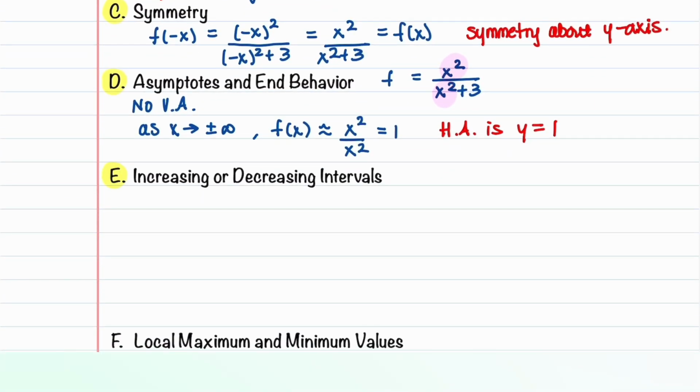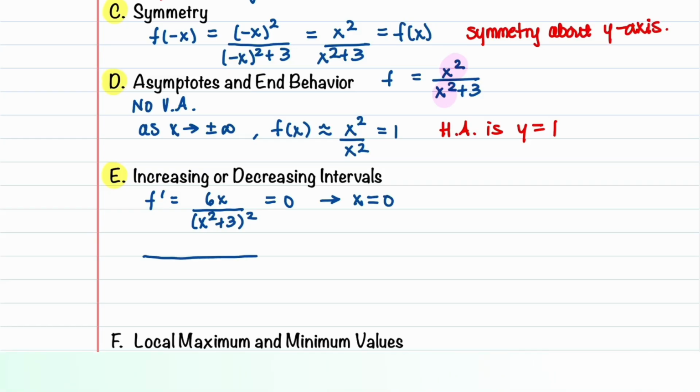Let's now look at intervals of increasing or decreasing. To find increasing or decreasing, we need to take the first derivative and set it equal to 0, or see where it's undefined. Our first derivative from up above was 6x all divided by (x squared plus 3) quantity squared. It's never going to be undefined, but it is going to equal 0 when x is equal to 0. So if we set that equal to 0, we get that x is equal to 0.